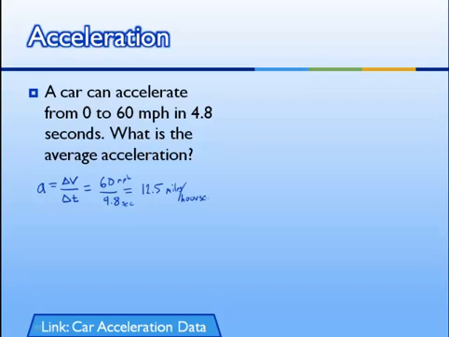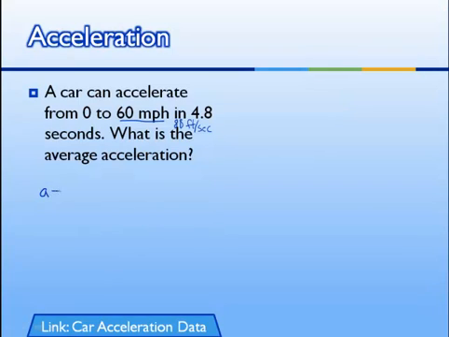If you're confused, it's rightly so. Miles per hour second isn't really a standard unit. The problem is we're kind of mixing units. 60 miles per hour and 4.8 seconds don't mix well together. Now, we know that 60 miles per hour is exactly 88 feet per second. So let's use that instead.